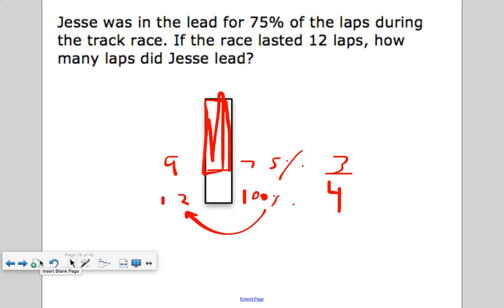So what we talked about today is, given a percent bar, could you put the numbers in the correct spot? This is part of the whole thing, and the whole thing is always equal to 100%. So you break it down and build it back up, and then you'll be able to find the missing number.